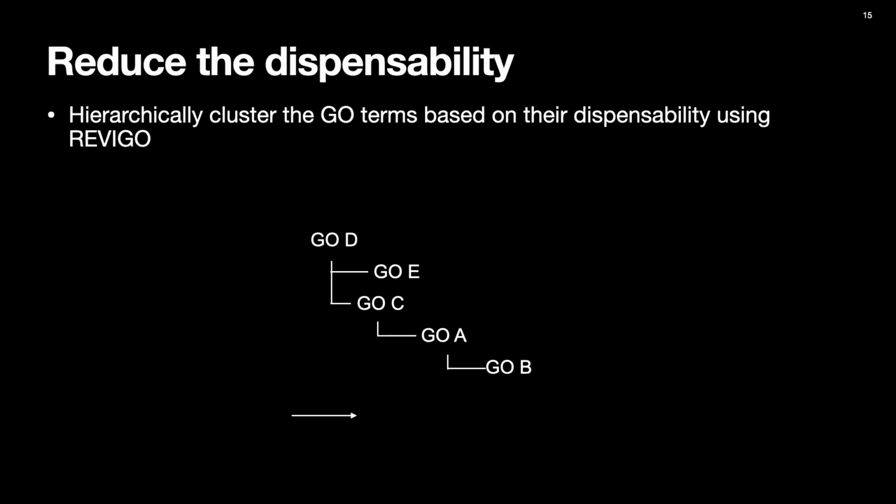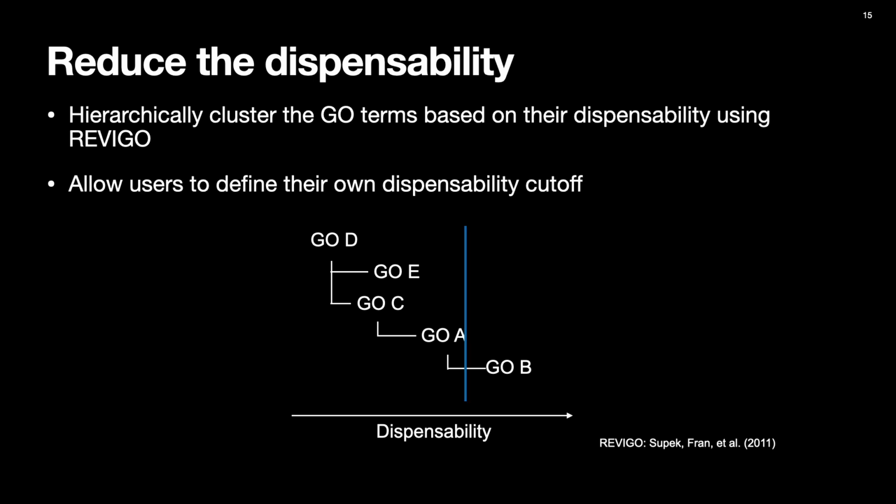For our first goal, reducing the dispensability, we cluster the GO terms hierarchically. Moreover, we allow users to define their own dispensability cutoff. It is important to say here that the resulting hierarchy is a new hierarchical clustering and not the original GO graph.